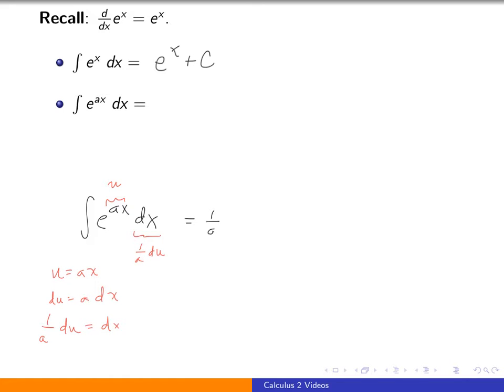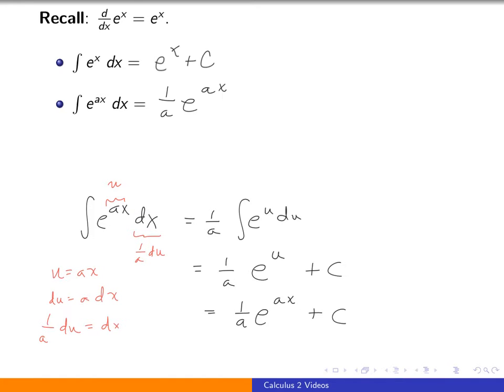1 over a is a constant which pulls out front, and then we're left with the antiderivative of e to the u. So from above, the antiderivative of e to the u is e to the u, but we need to resubstitute back in. So 1 over a e to the ax plus c. So the antiderivative of e to the ax, something we can just immediately use now, is 1 over a e to the ax plus c. So these are the two new and important formulas related to antidifferentiating e to the x.